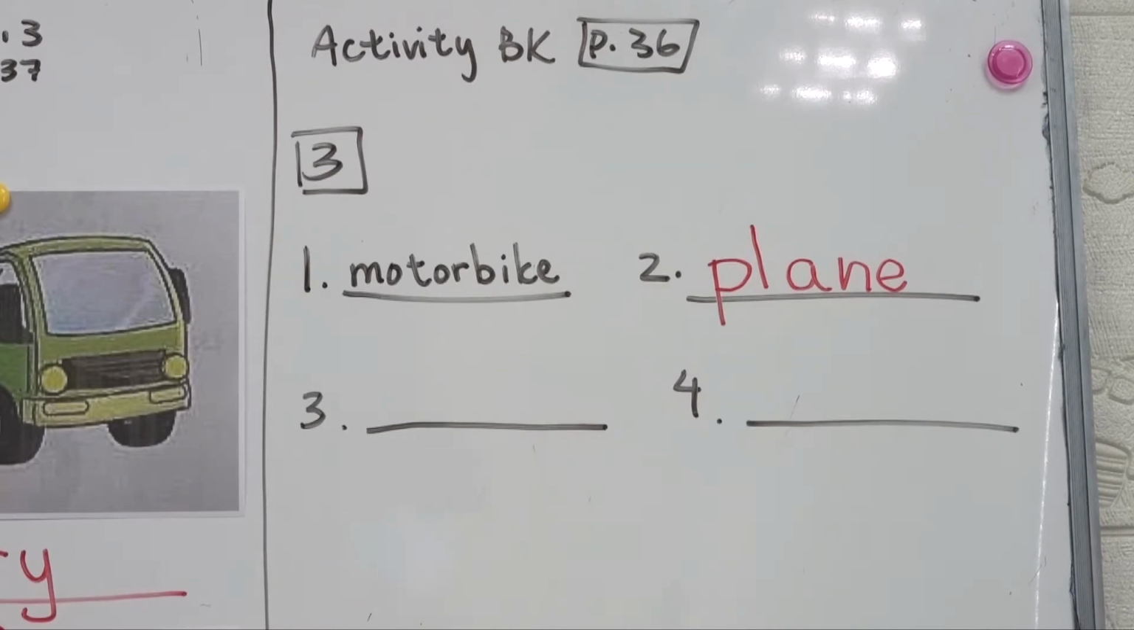Number 3. Have you got a toy car, Billy? Yes, I have. What colour is it? It's red. I can spell car. It's easy.